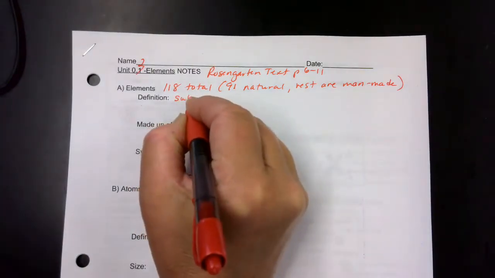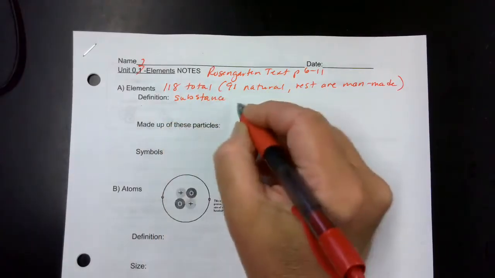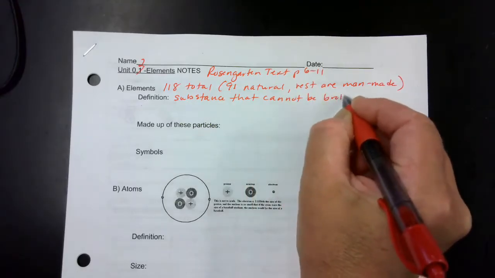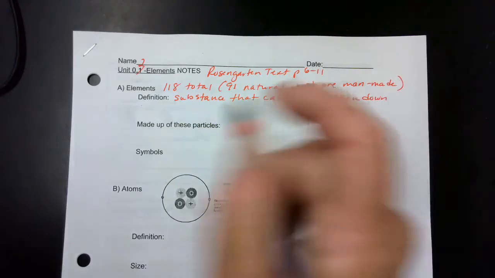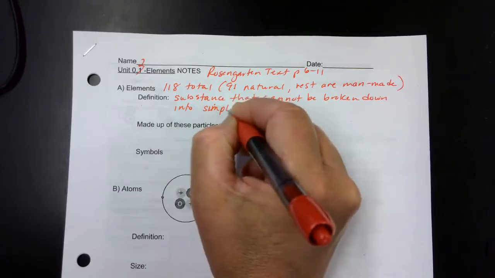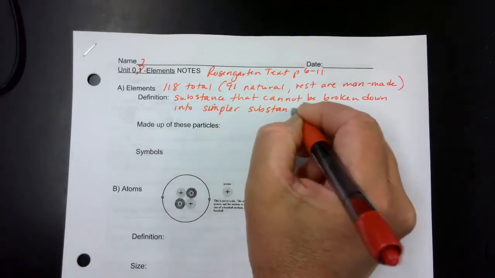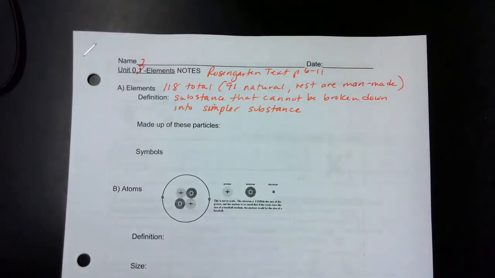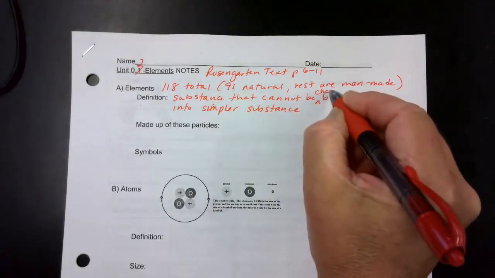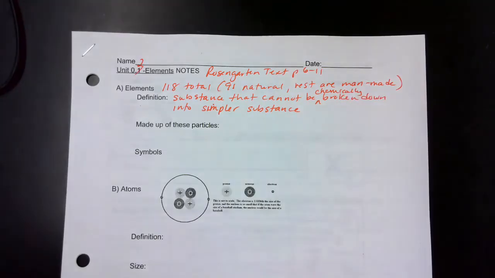Definition of elements: these are substances that cannot be broken down. They cannot be broken down by chemical means into simpler substances. Like we said before, we can smash atoms, and we recognize that we can break them down into their subatomic particles, but that is not a chemical reaction. So an element is a substance that cannot be chemically broken down into a simpler substance. So let's add that in there. It cannot be chemically broken down into a simpler substance.